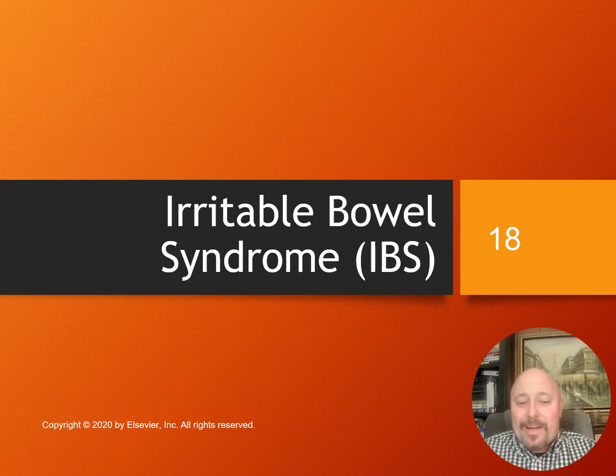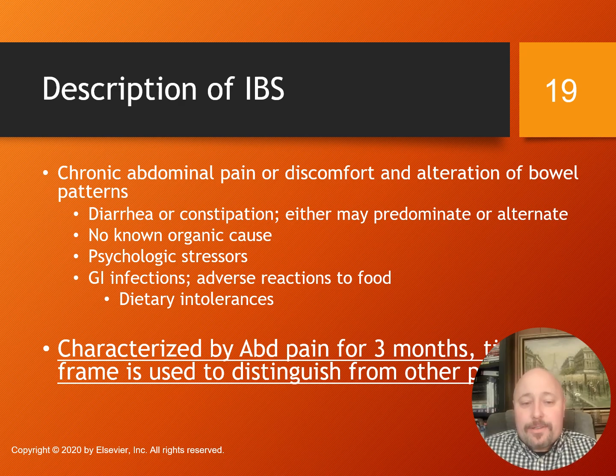Next, let's talk about IBS, irritable bowel syndrome. IBS is a chronic abdominal pain or discomfort and an alteration of bowel patterns. It could be diarrhea or constipation. Either may predominate or alternate. It has no known organic cause. Psychological stressors could play a role, and also things like GI infections, adverse reactions to food, dietary intolerance, and it's characterized by abdominal pain for 3 months. And this is that time frame that distinguishes IBS.